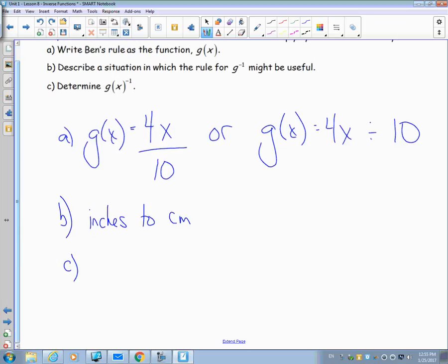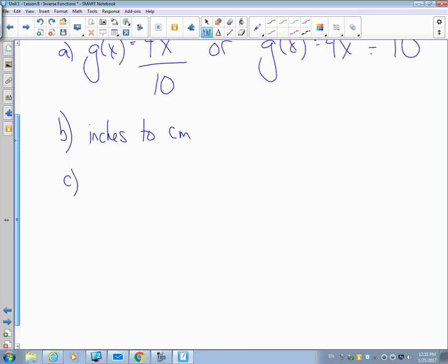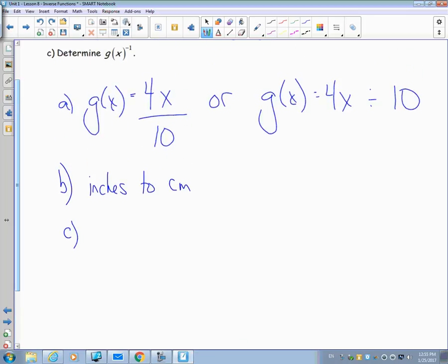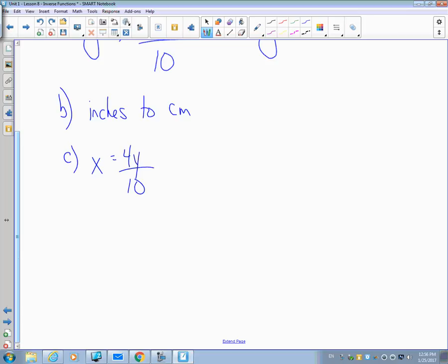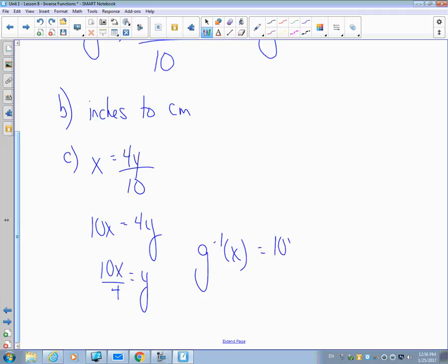Okay, our inverse. Let's swap the x and the y. Now don't forget, a function is like saying y equals, right? So x equals 4y divided by 10. Let's get y by itself. I need to get rid of the divide by 10. I make it into multiplying. Need to get rid of the multiplying, make it into dividing. So my inverse would be 10x over 4. Or in other words, multiply by 10 and then divide by 4. And that's how you get from inches to centimeters.